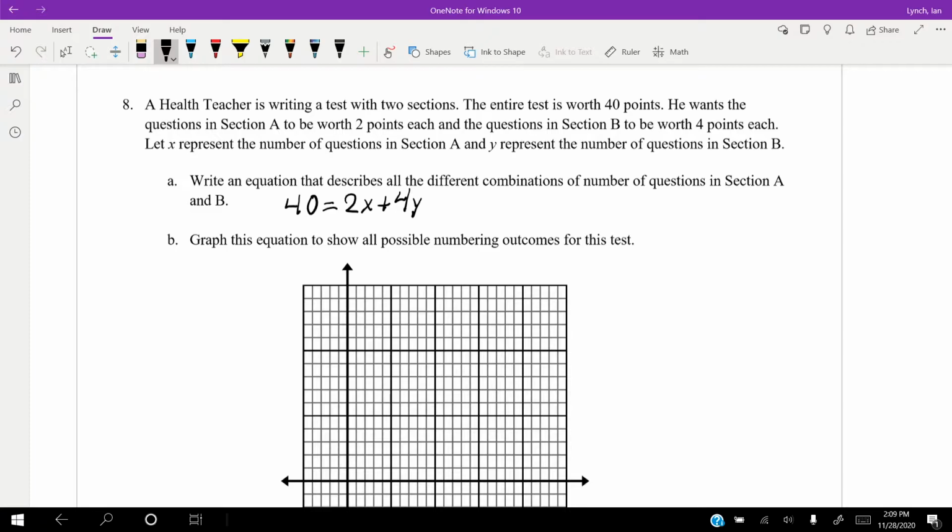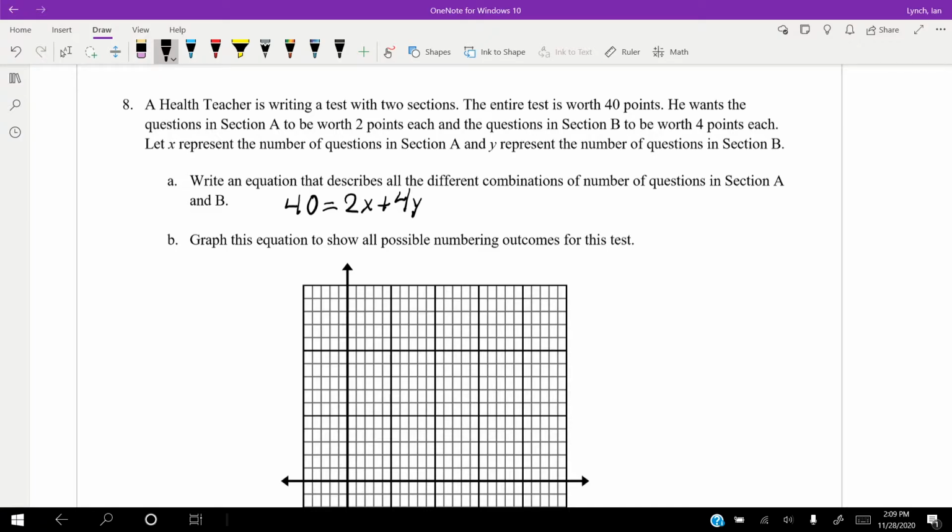So we have the entire test is worth 40. That's why I put the 40 here. And then x is the number of questions in section A. If each question is worth 2 points, then the total number of points from section A is 2x. If each question in section B is worth 4 points, and there are y of them, then the total number of points from section B is 4y.